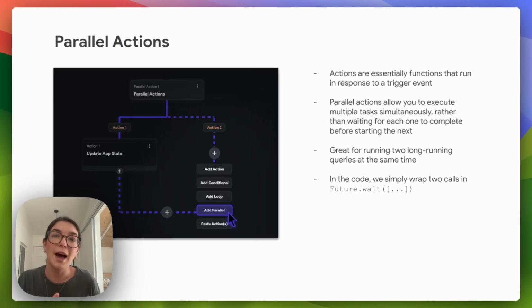So that was callbacks and parameters in callbacks. We've also recently launched the ability to run actions in parallel. And similarly to what I just described, actions are essentially functions, and they usually run in response to a trigger. So parallel actions allow you to execute multiple tasks simultaneously, as opposed to waiting for the previous one to complete before you can start the next one. And this is especially useful for things like long-running database queries.